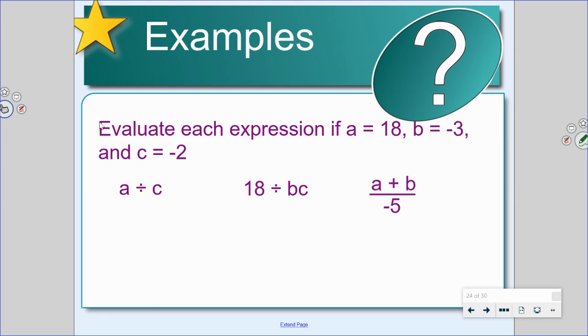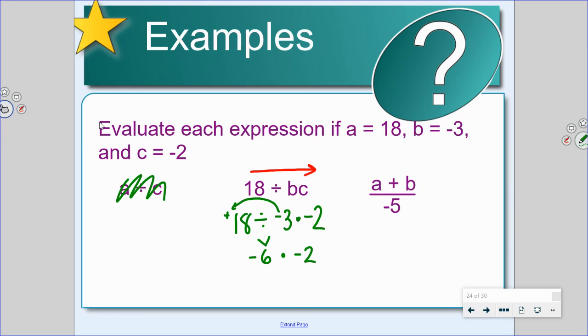Let me do a couple of these. I'm going to go ahead and scratch this example. 18 divided by B, which is negative 3, multiplied by C, which is negative 2. Now don't forget, order of operations says that multiply and divide are equally strong, and therefore we must go left to right. 18 split into 3 parts, and the opposite of that positive is a negative 6. 6 times we go down 2, you're tempted to say negative 12, but wait a second. The opposite of all those going down would be going up.